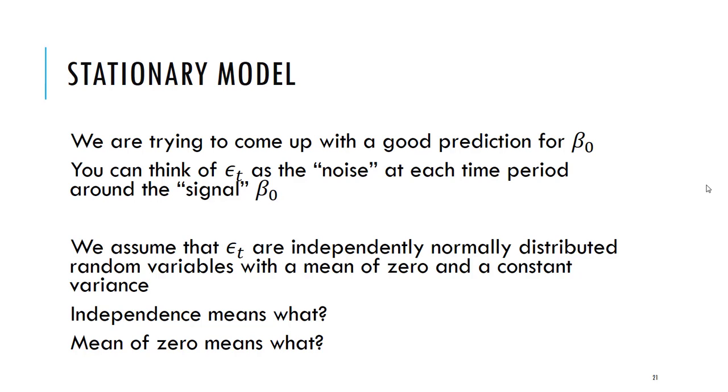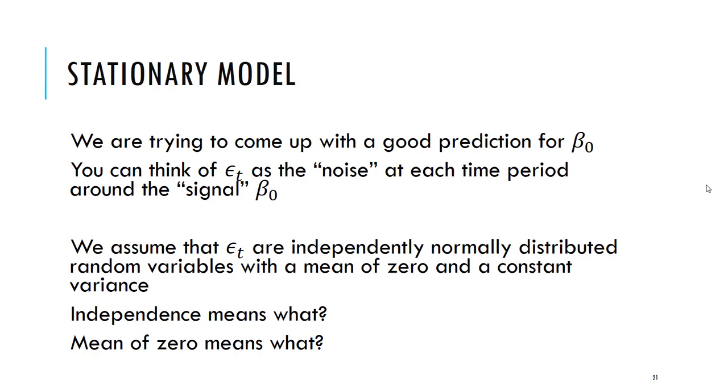So what does independence mean? Well, it means that each epsilon sub t, so epsilon sub 1 and epsilon sub 2, are independent of one another. They do not influence each other. There are many cases in time series where this is not true, so we would have to do some kind of transformations and some other stuff to take care of that, some differencing things like that. We will not get into that. We're going to assume that for our purposes, most of the time the errors are independent of one another.